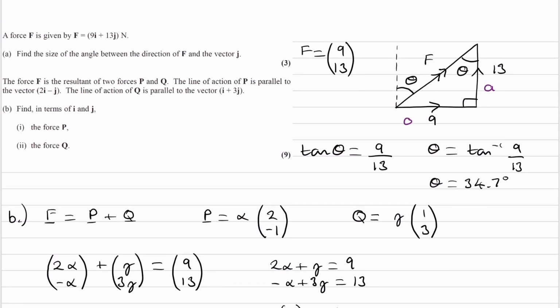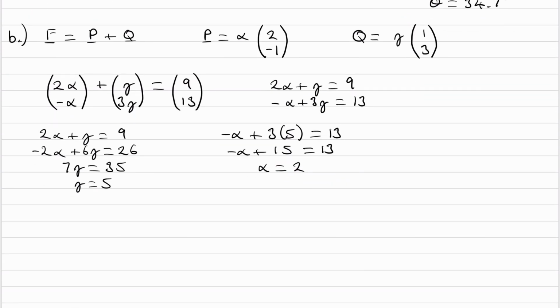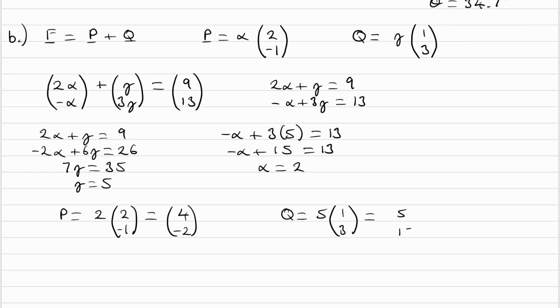So the question wanted us to work out what P and Q are. So now we can do that. P is equal to alpha times (2, -1). So that will be alpha times (2, -1). And that will end up being (4, -2), just multiplying these by 2. And for Q, Q is equal to gamma multiplied by (1, 3). And then multiplying those out, we get (5, 15).